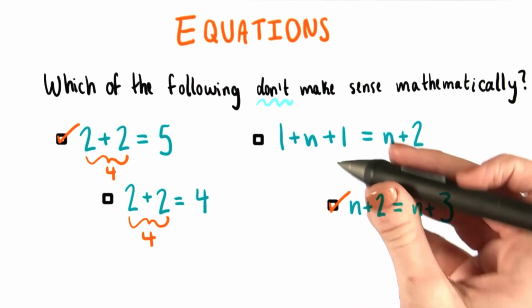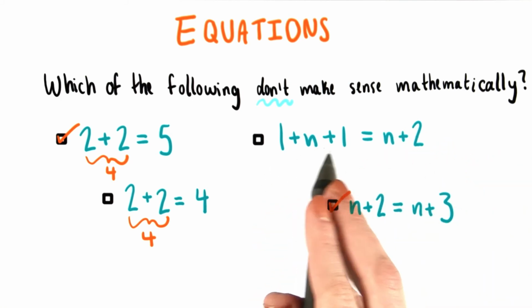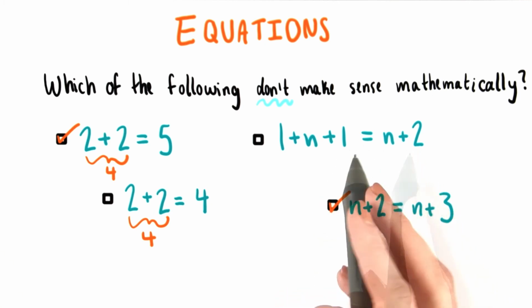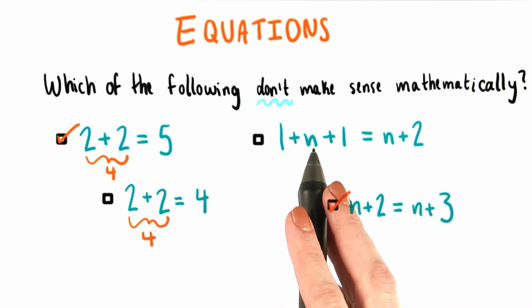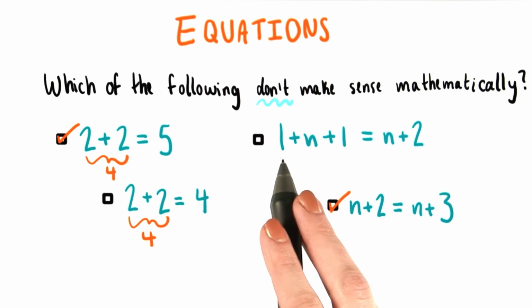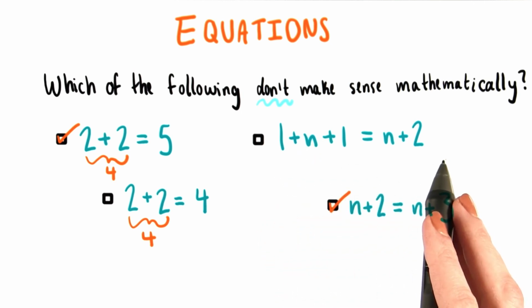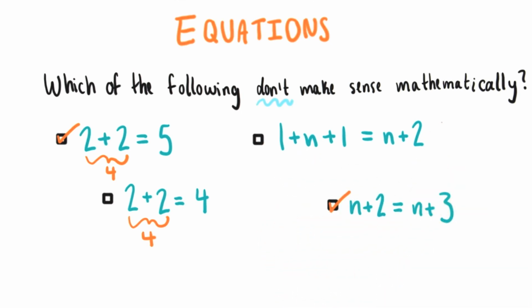The same thing is not true of this equation, 1 plus n plus 1 equals n plus 2. In fact, the opposite is true. No matter what value we substitute in for n here, this equation will always be true. This is a special kind of equation that we'll talk about in just a second.